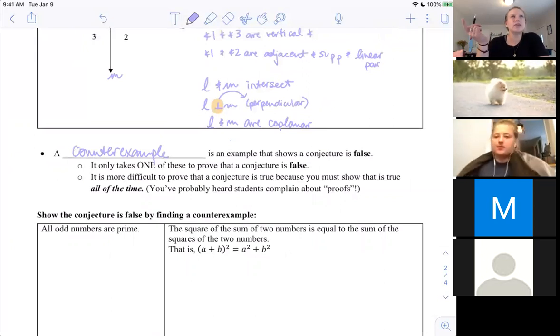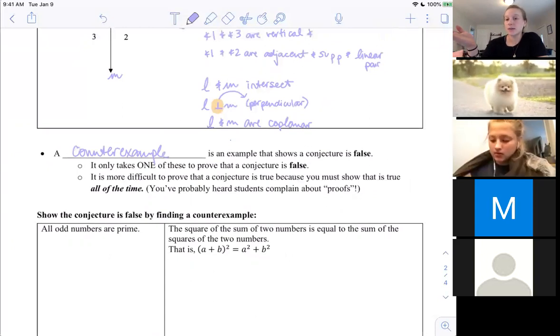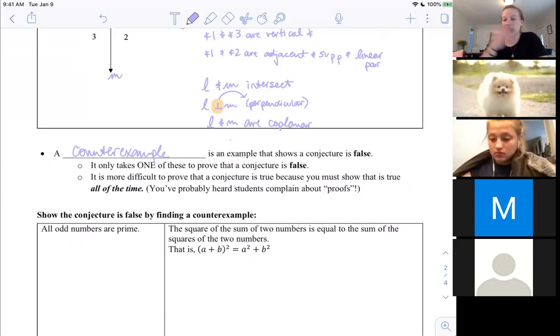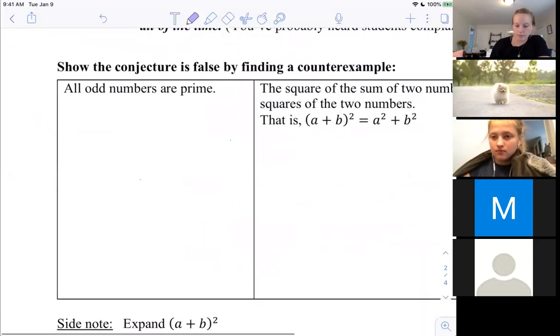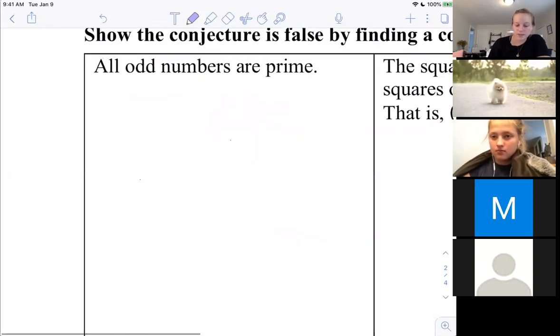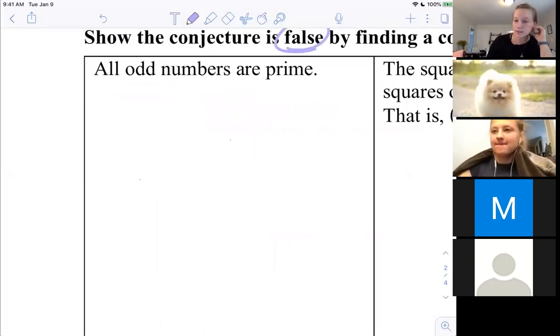If I had said it the other way, if I said sophomores take geometry, a counterexample of that would be the name of somebody who's a sophomore who doesn't take geometry. So those are real world examples of a counterexample. Now we're going to do a couple of math examples. This first one says all odd numbers are prime. That is a conjecture, and I'm going to say that it is false. We need to find a counterexample that proves that it's false.